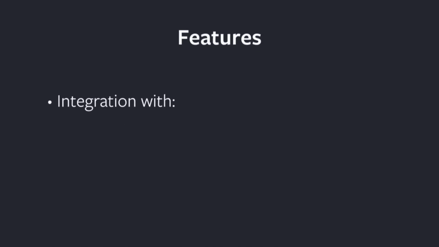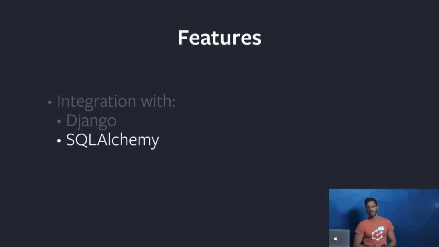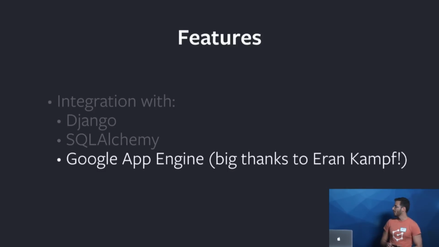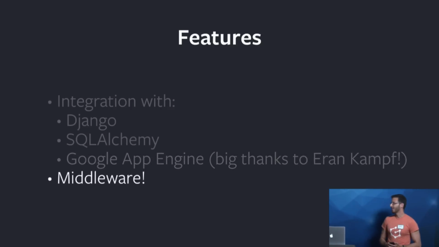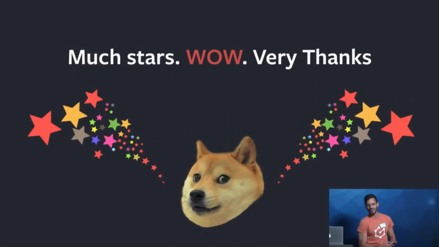So what are the main features of Graphene? We have integration with Django, SQLAlchemy, and as of 2 weeks ago, we also have Google App Engine support. And thanks to Eric Kamp, because he did a very great work on that. And also, we added 2 weeks ago middleware, which I'm going to research a little bit, what is middleware actually in GraphQL.